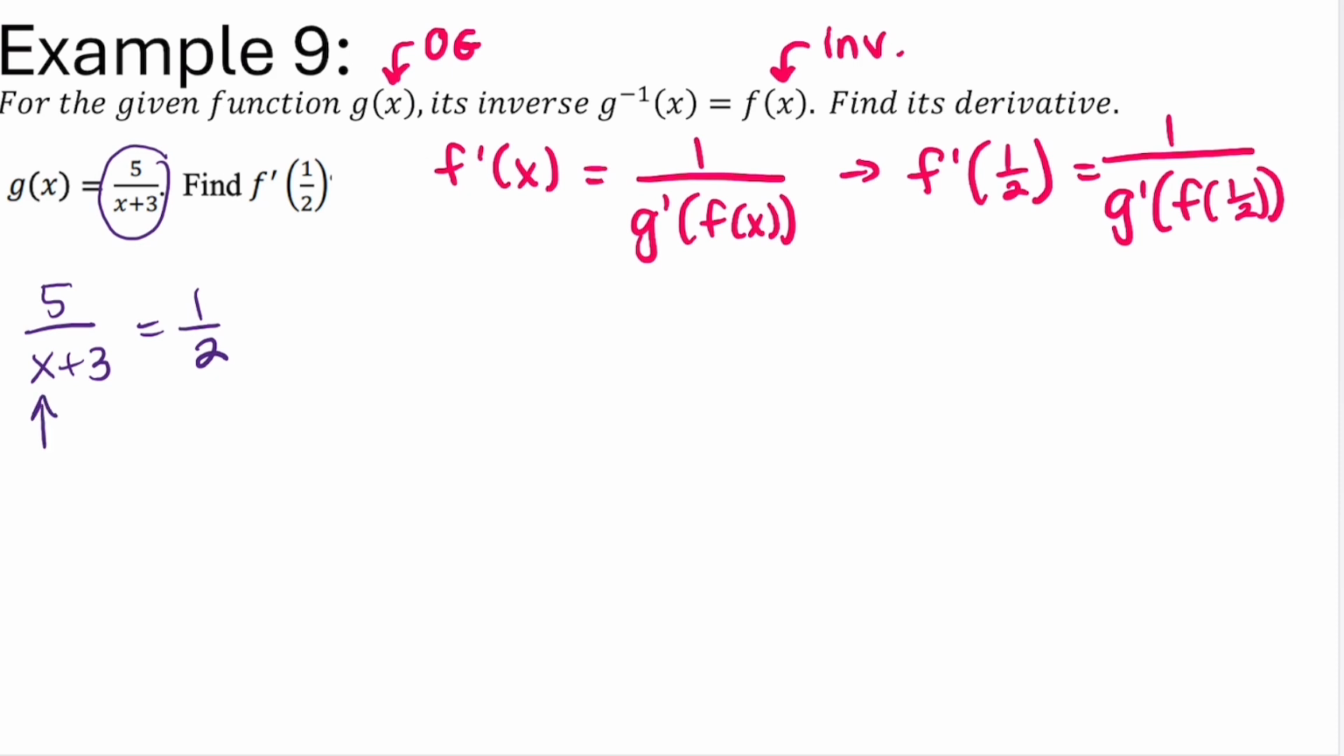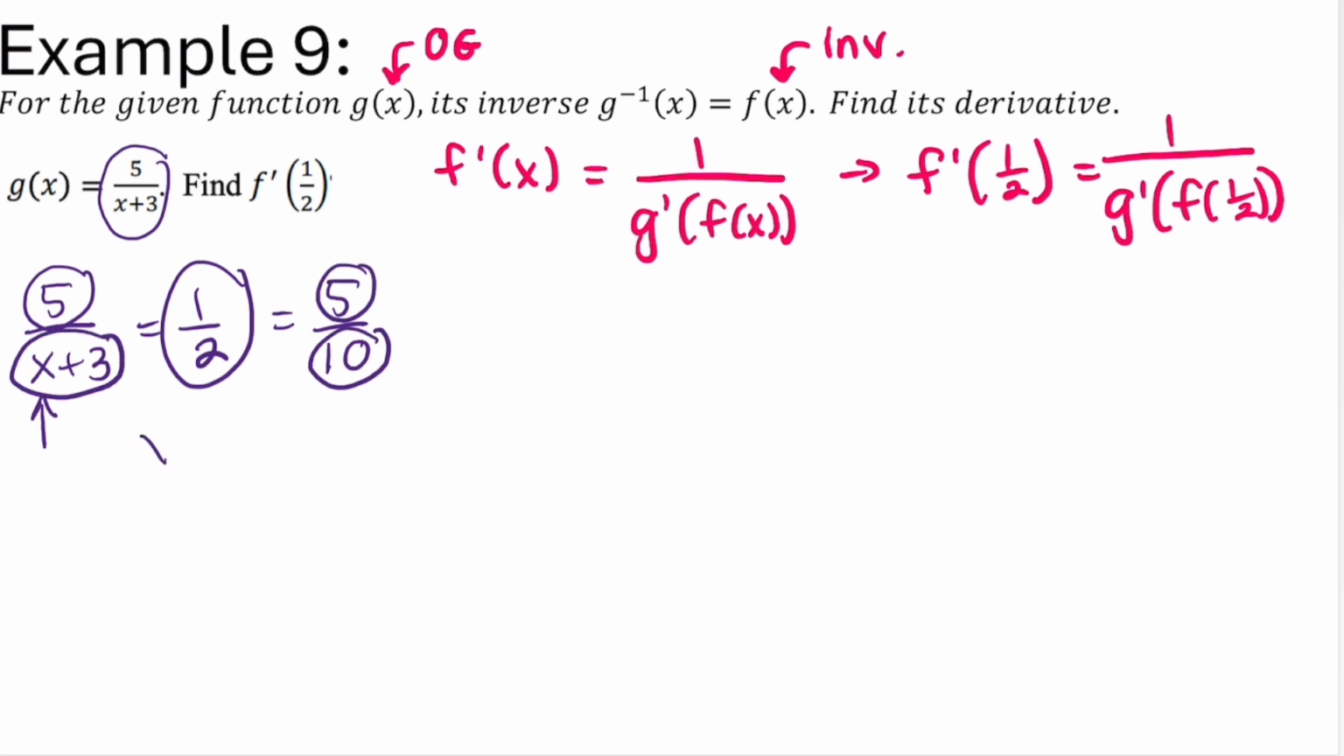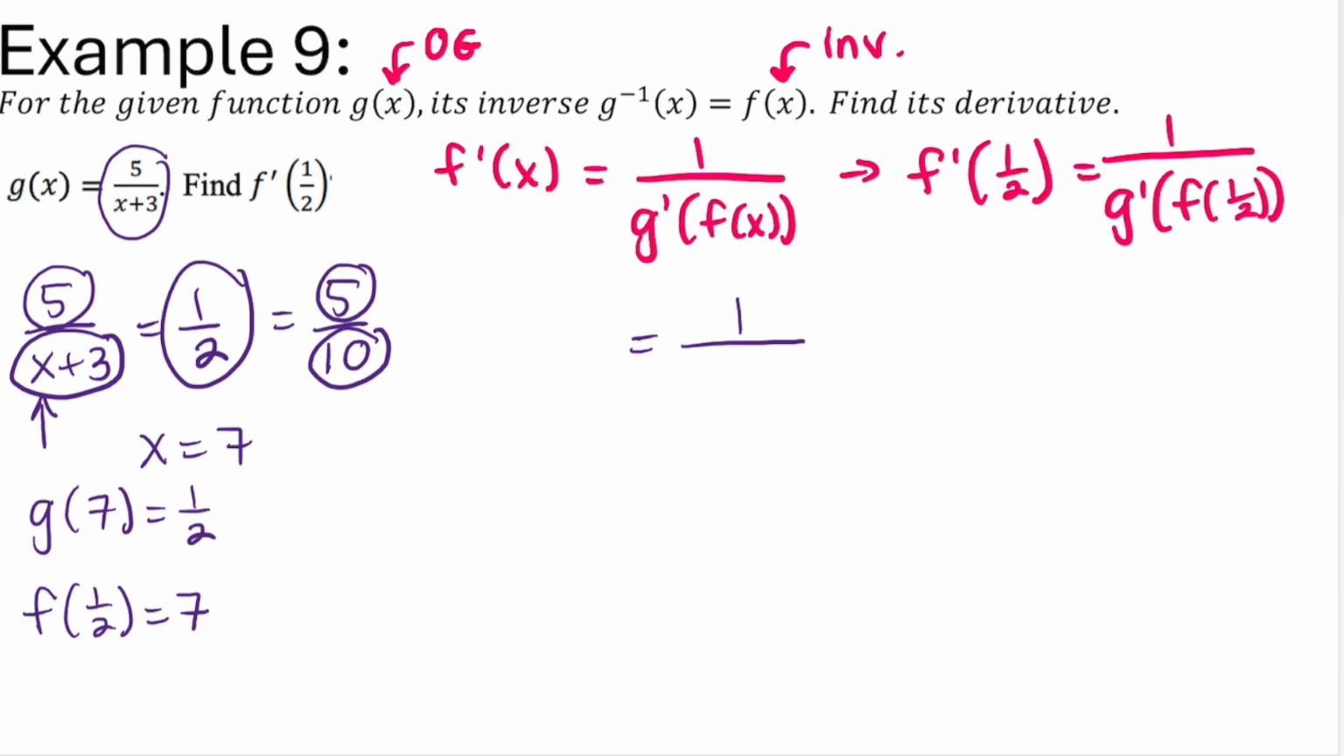So what number would I put down here to get 1/2? Now, 1/2 is the same thing as 5 over 10. So I kind of make it match up here. So essentially I'm saying when will x plus 3 equal 10? And that's going to be when x is 7. So that means g of 7 equals 1/2, which means f of 1/2 equals 7. So I'm going to go ahead and put 7 down here. So this would be the same thing as 1 over g prime of 7.